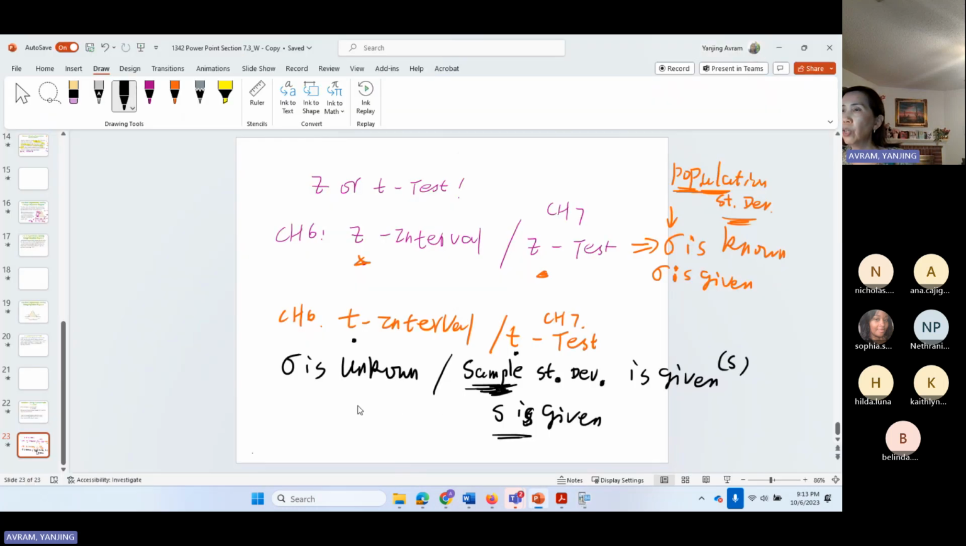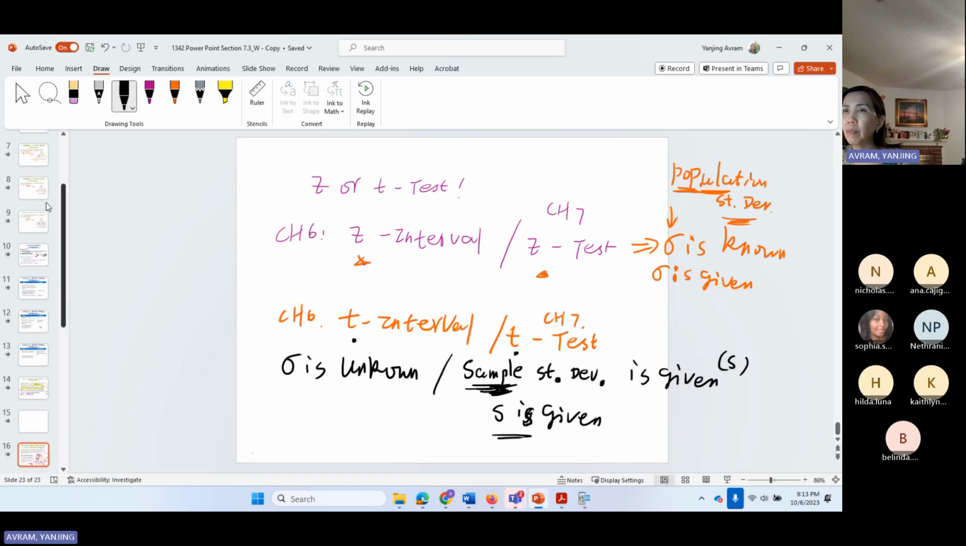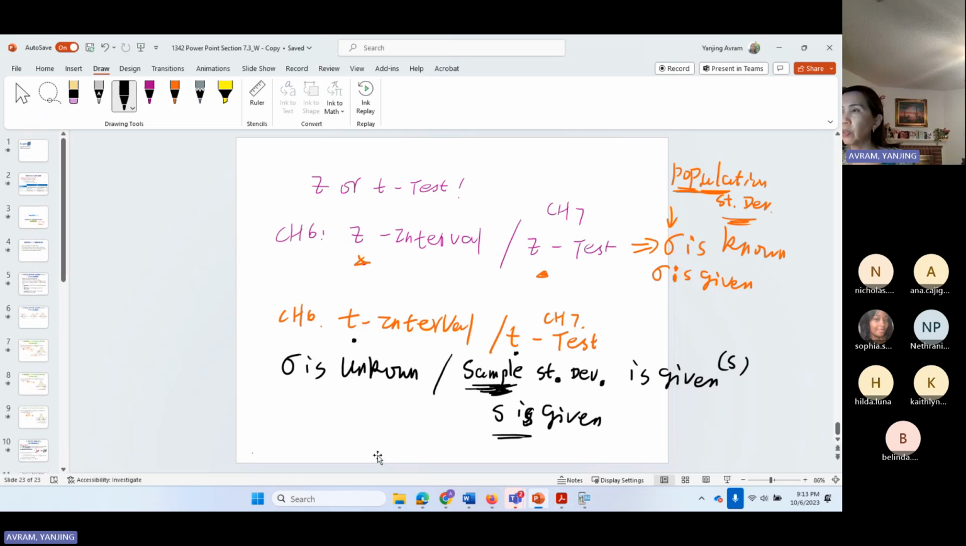So that is pretty much it for chapter 7, which required three sections. Any questions?